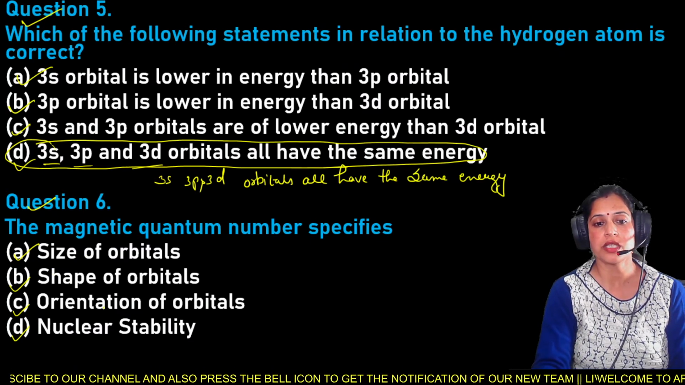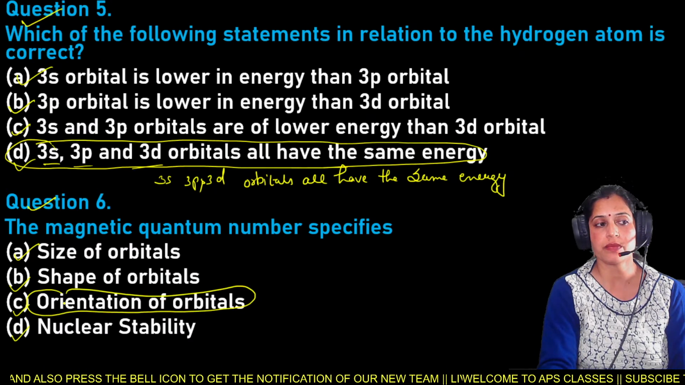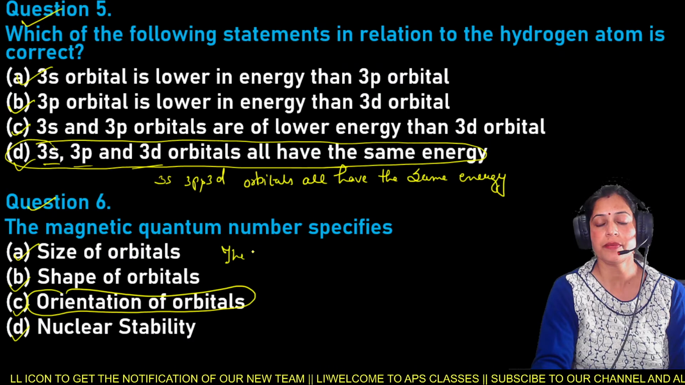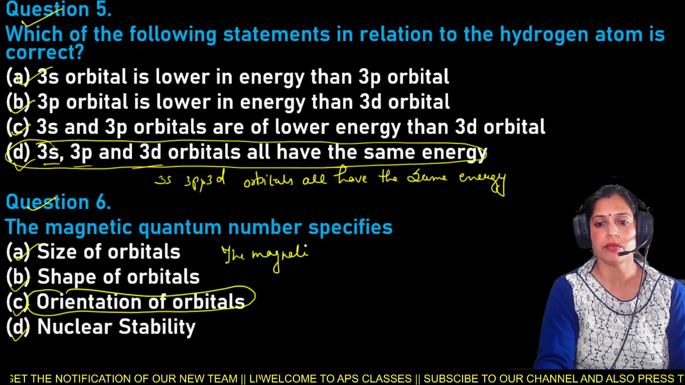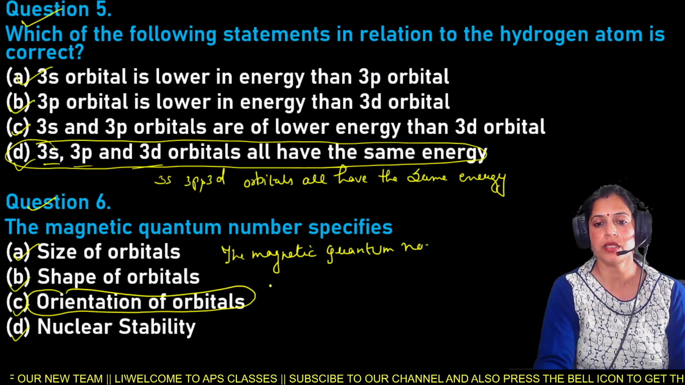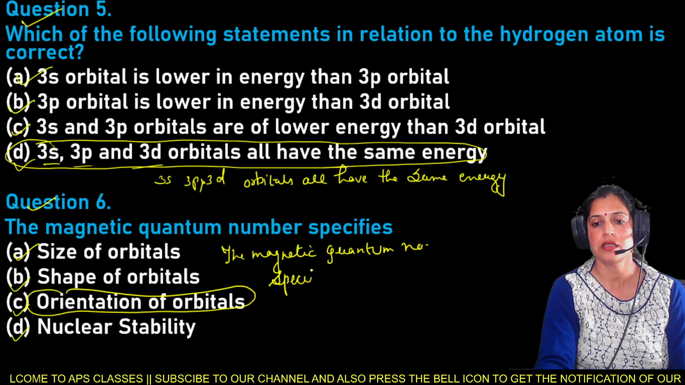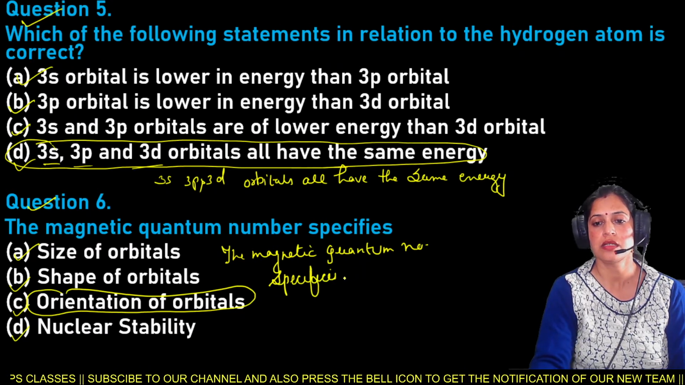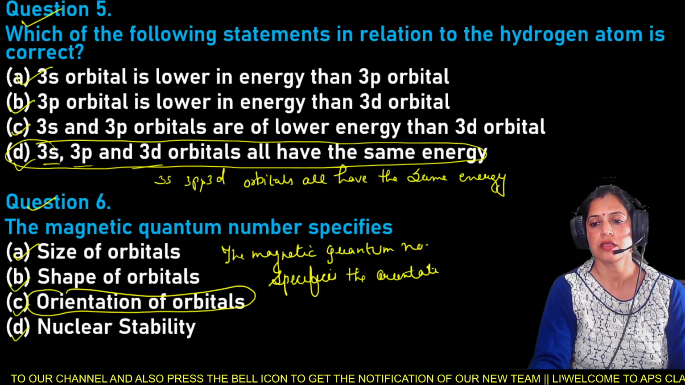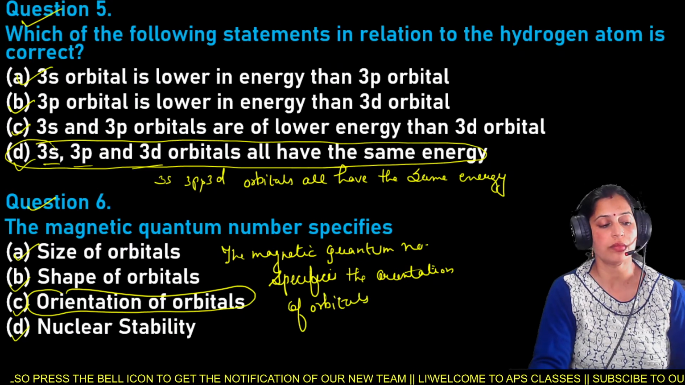So the magnetic quantum number specifies the orientation of the orbitals, because the magnetic quantum number specifies the orientation of the orbitals. This is the right answer for question number 6.